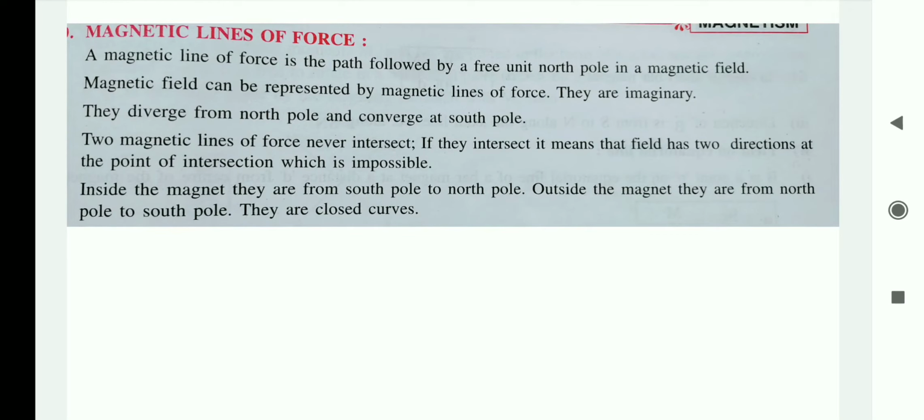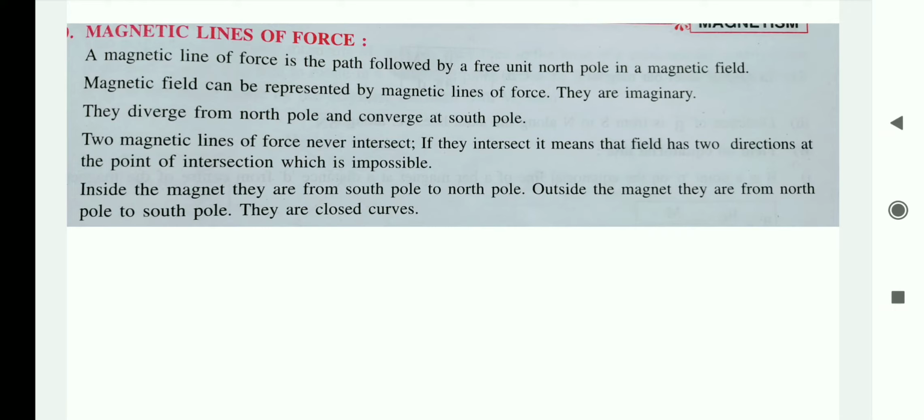Now we'll see about magnetic line of force. What is magnetic line of force? If you release a unit north pole freely in a magnetic field, then it follows some path. The path followed by a unit north pole in a magnetic field is called a magnetic line of force or magnetic flux line. And what are the properties of these magnetic flux lines?